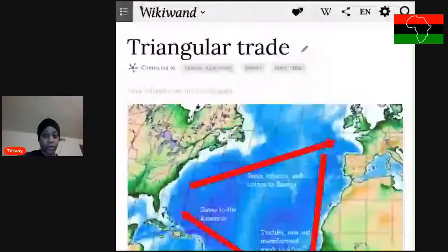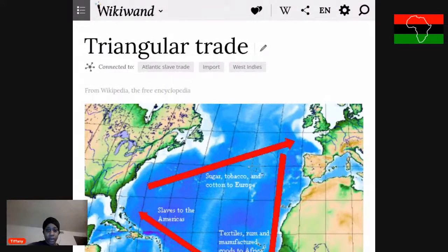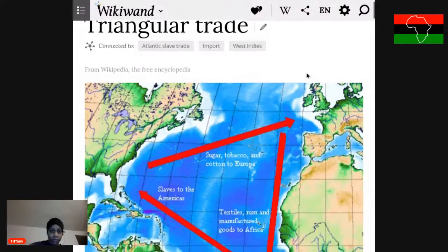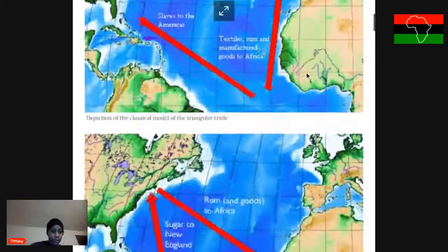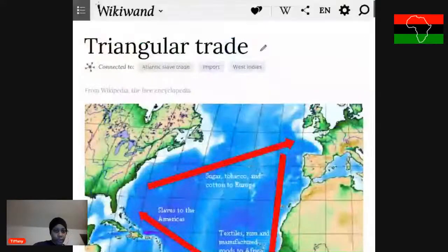So I always want to make sure that I go to the Wikipedia source, because that's a lot of people's favorite go-to website. And I want to present this information to you guys. Okay. So here's my screen. And it goes into triangular trade.